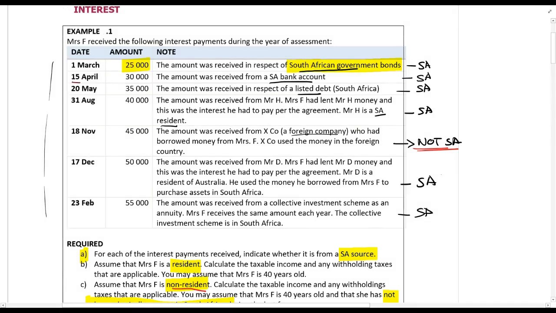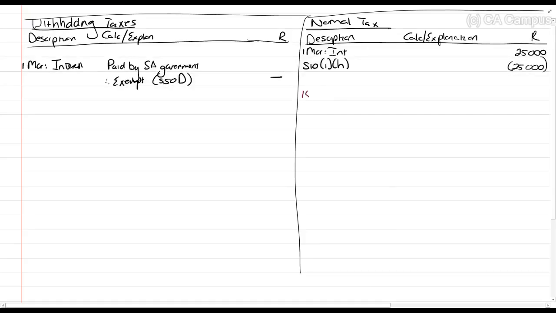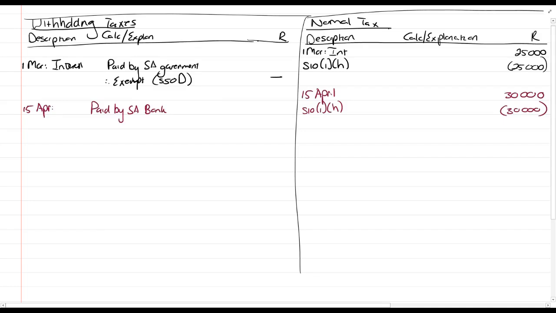Our next one is the 15th of April. It's from a South African bank account. So it's from a South African source, 30,000 rands. So 15 April, 30,000 rands. Does Section 10(1)(h) apply? Yes, because it's a non-resident receiving South African interest and none of those others are applicable. Right, nice. Then, under the withholding tax side, 15 April, this was again paid by a South African bank account. So it's paid by a South African bank, thus it's exempt, also per Section 50D.